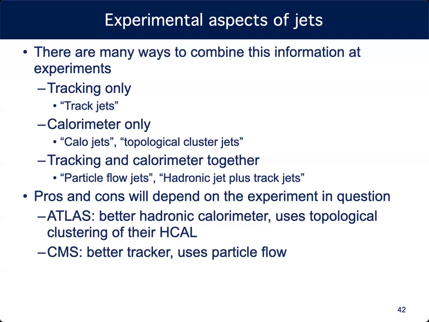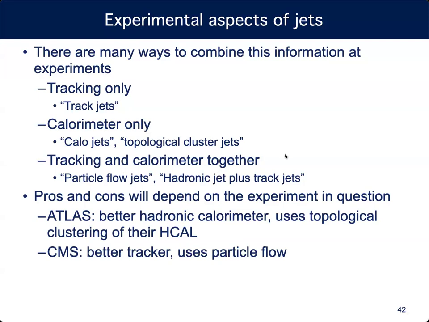There's a lot of ways to put this information together. It really depends on what energy regime you're looking in and what you want to do with the information afterwards. We have some analyses that only want to use tracking. Those are called track jets. We have some analyses that only want to use calorimeters. On CMS, they're called calorimeter jets, and on ATLAS, they're topological cluster jets. Or you could put all the information together. At CMS, like I said, we have this thing called particle flow. And then there's a hadronic jet plus track kind of thing as well.